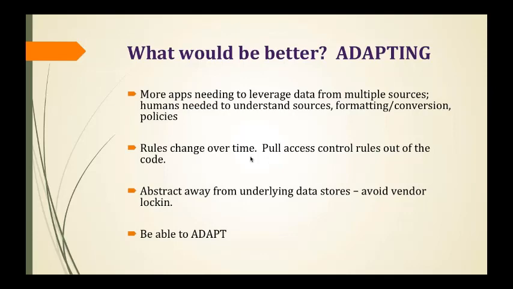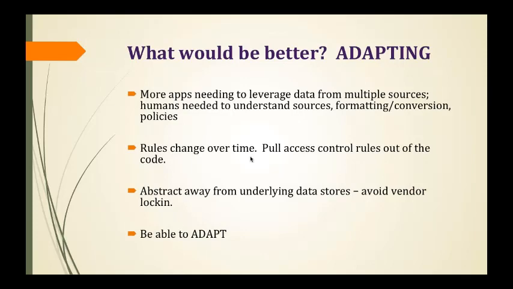As applications become more sophisticated, they need to leverage data from multiple sources. And it's hard for humans to understand the sources, the meaning of the sources, the formatting, and how university policy applies to the specific data sources they're looking at. Plus, even if you figure all this out once, rules will change over time. So if you pull the access control out of the code, you'll know where to go to change access control rules when your policy changes.